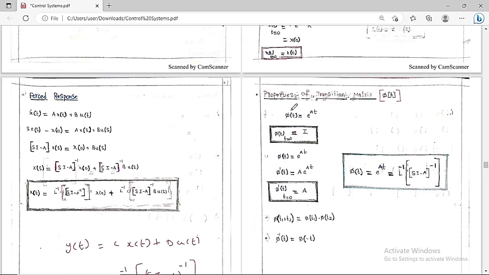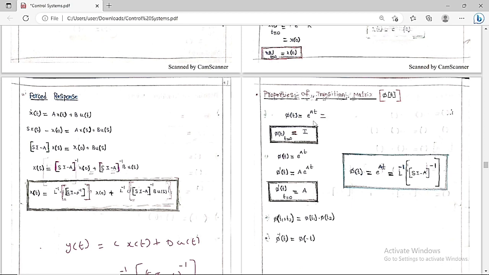Now we are going to discuss some properties of the state transition matrix. The state transition matrix is nothing but phi of t. Phi of t is called the state transition matrix, which is equal to e to the power of at. We already told you what the state transition matrix is.